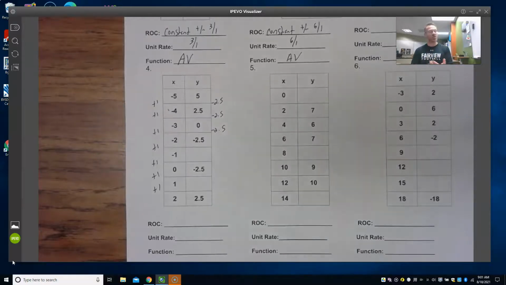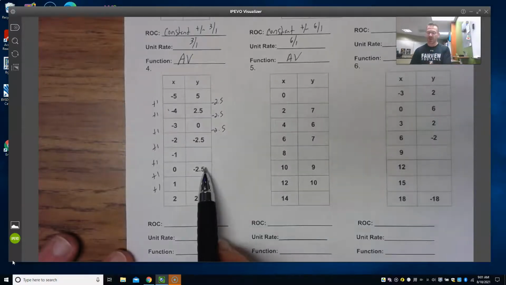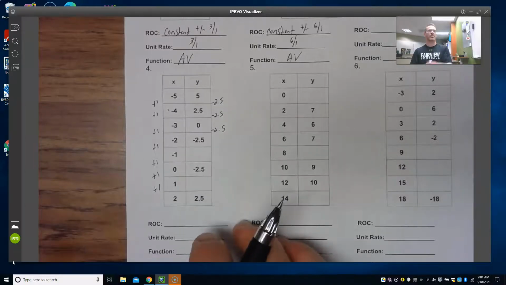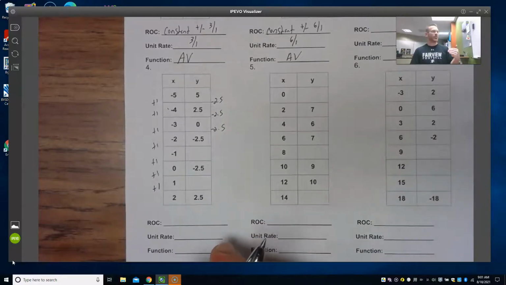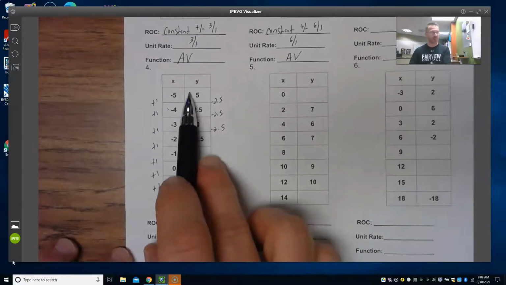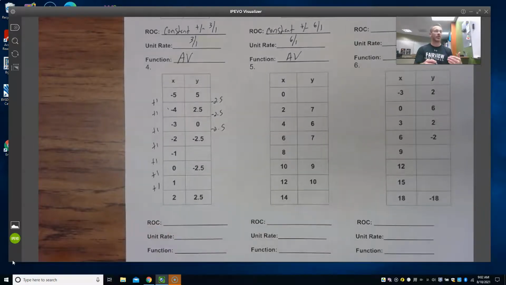And now I'm like, oh, I've got to skip. But notice what I see here. I see negative 2.5 again. Well, if it's linear, it would just have to keep going down, right? So what that means is that if I see another value that I've already had previously in the table, it means it had to turn.